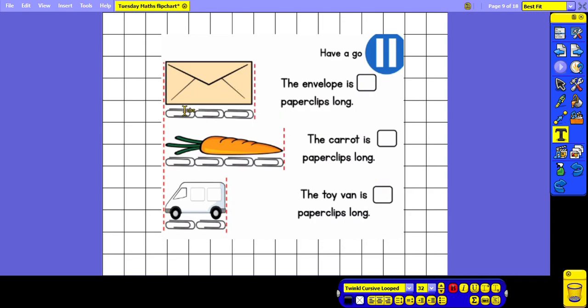So the envelope we can see is 3 paper clips long. The carrot is 4. And the toy van is 2 paper clips long.